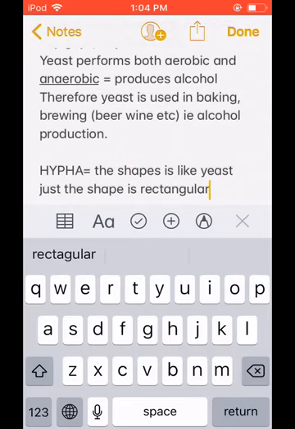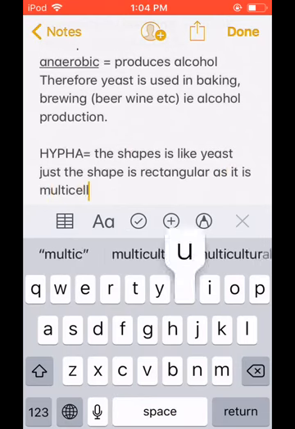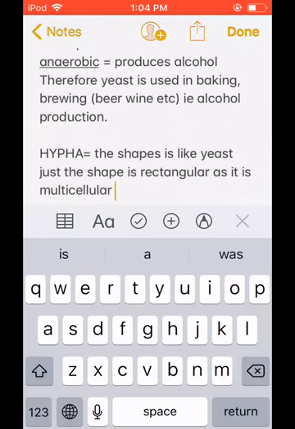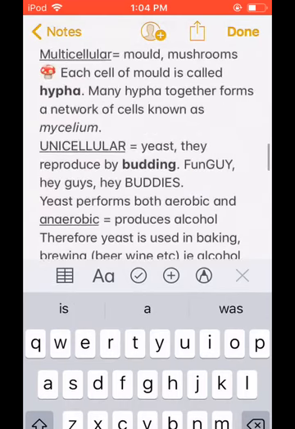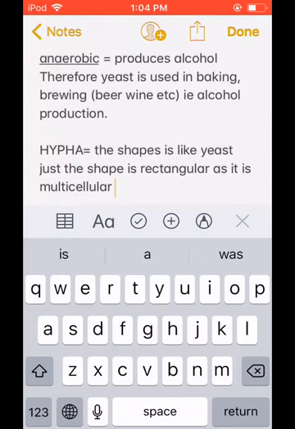Okay. So the shape is just rectangular, okay? As it is multicellular. As we know, yeast is unicellular, and this hypha is similar to yeast because it is part of the mold, but it is rectangular in shape because it is multicellular, okay? Because many cells come together.